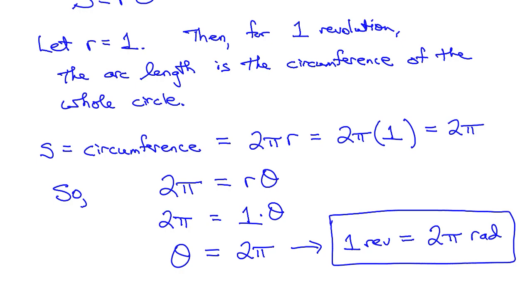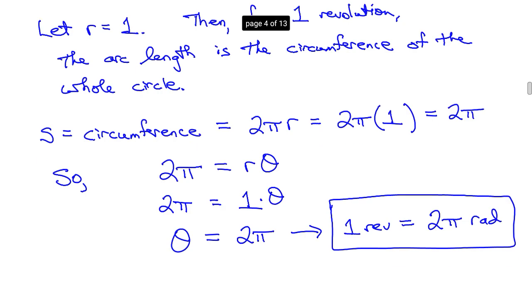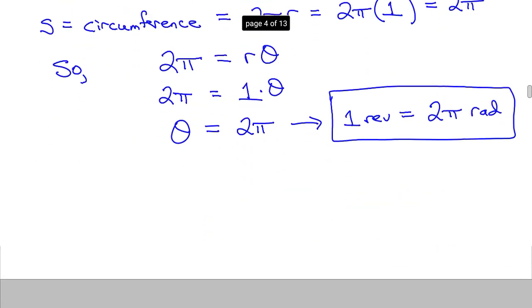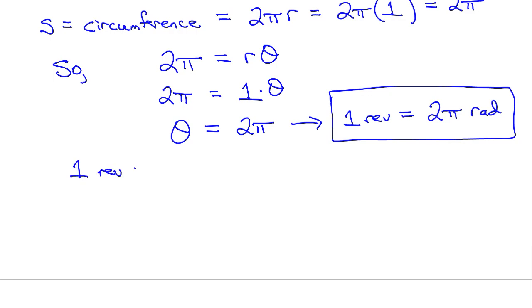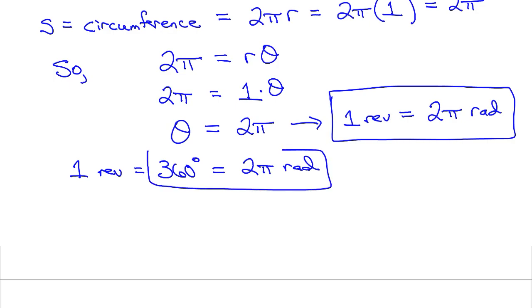And we'll use that over and over. Now, we want to use this to develop the conversion between radians and degrees. So how many degrees are in one revolution? Well, one revolution is equal to 360 degrees. But since it is one revolution, that must be equal to 2 pi radians. And there is the conversion factor for degrees to radians, perfectly acceptable one.